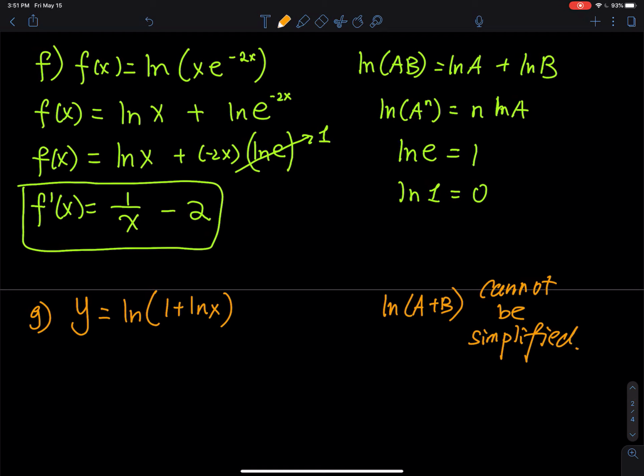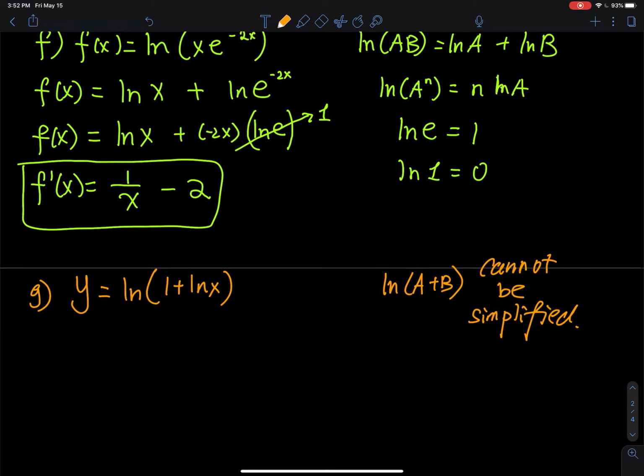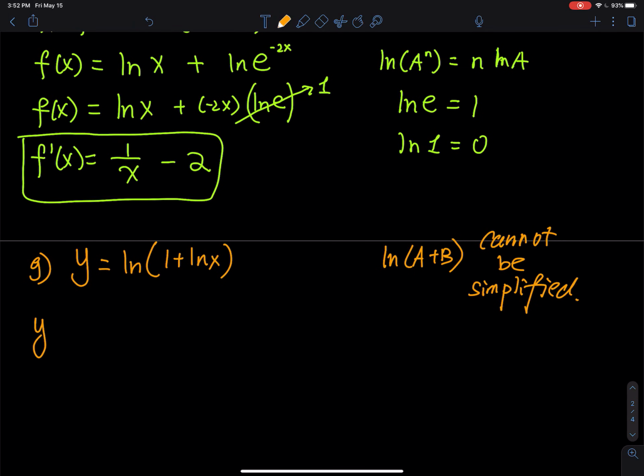Every time you see ln of one quantity plus another quantity, don't even think about simplifying this. No way. So you have to just take the derivative. That's why I picked this problem. So y prime, the derivative of ln is 1 divided by the entire thing inside the parenthesis, which is 1 plus ln x. Since we have a 1 plus ln x inside of another function, that means you have to use the chain rule.